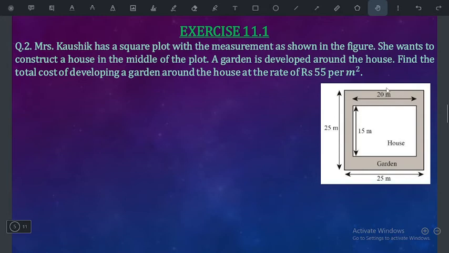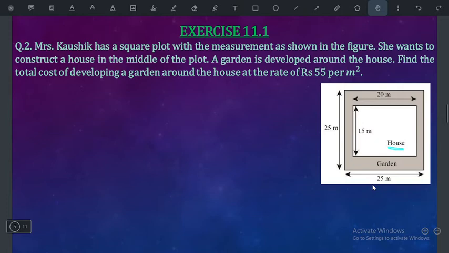She wants to construct a house in the middle. This white portion, it is your house portion. This gray portion, it is your total plot. And in the square plot there is one house. A garden is developed around the house. This gray portion, it is the garden around the house.